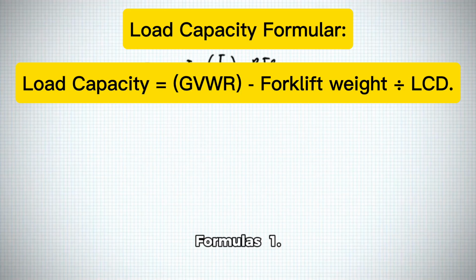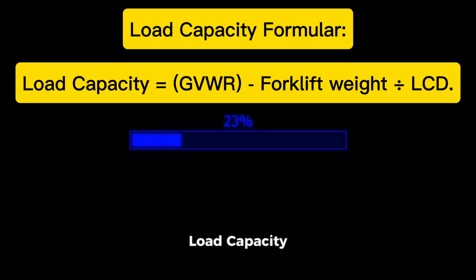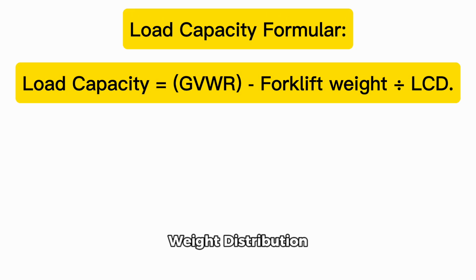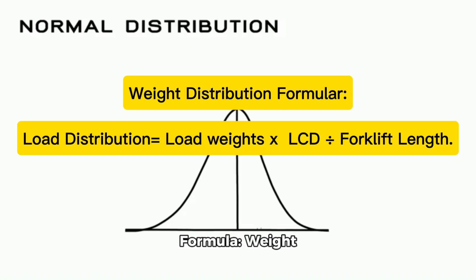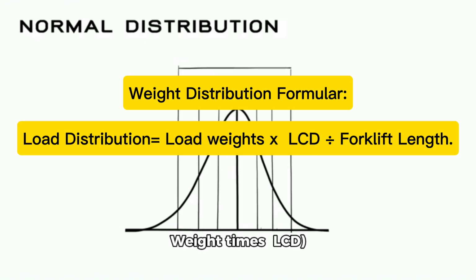Load calculation formulas. 1. Load capacity formula. Load capacity equals GVWR minus forklift weight divided by LCD. 2. Weight distribution formula. Weight distribution equals load weight times LCD divided by fork length.